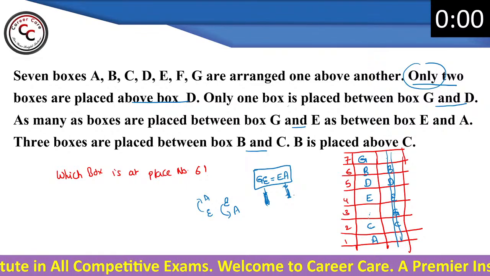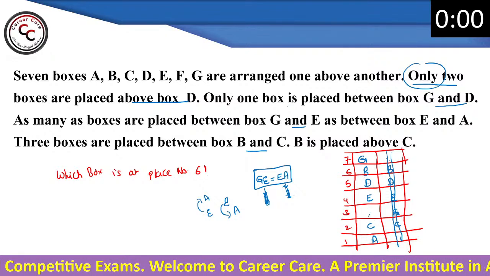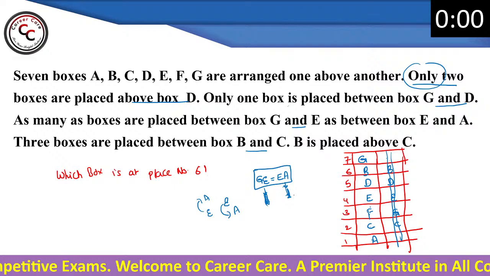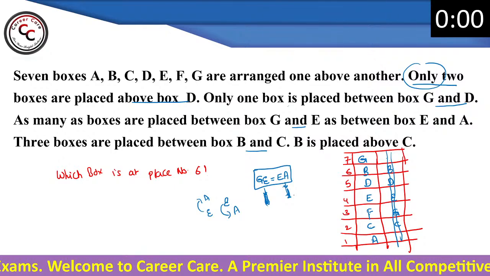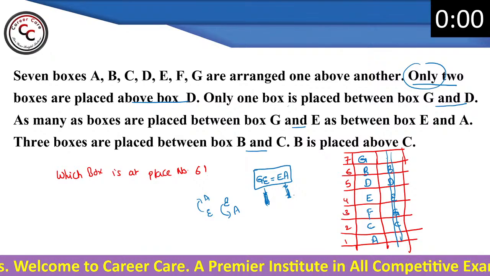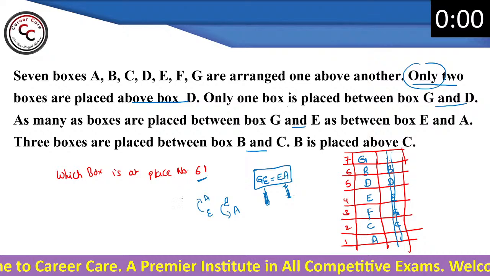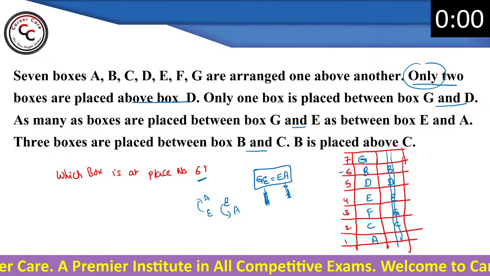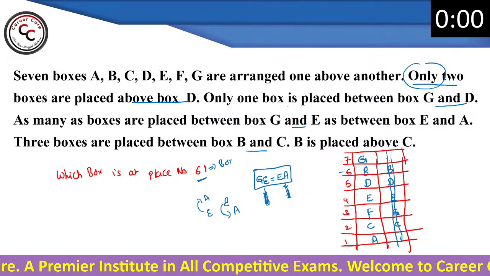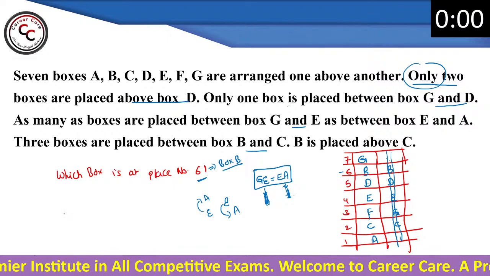So just to see who is missing: A, B, C, D, E. Who is missing? F is missing. So in the third place, you can fill with that. So my question was answered absolutely, Balu. G, B, D, E, F, C, A. Absolutely nice, very good. So what is the question I have asked? Which box is in place number 6? So in 6th place, box B is present. Simple. Okay, nice, very good.